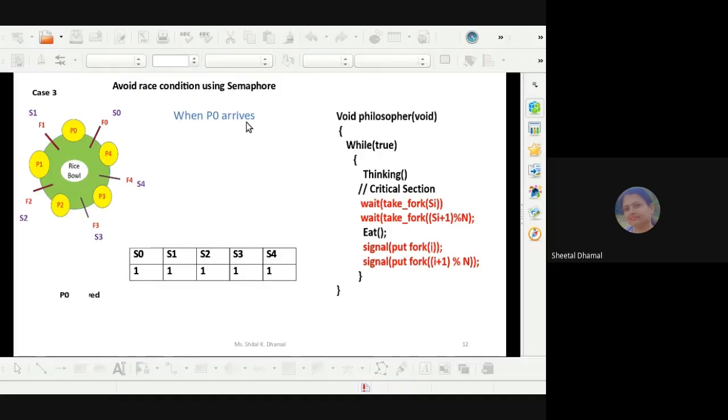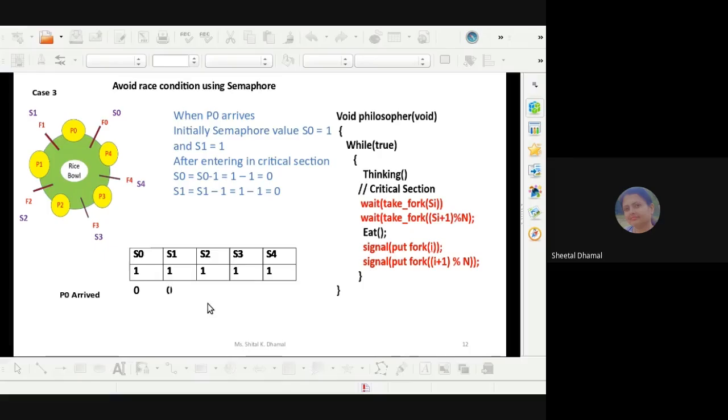So when P0 arrives, the value of all the semaphore variables is equal to 1. So P0 will enter into the critical section and here he will pick up the left hand side fork and right hand side fork. For entering the critical section, he will decrement the value of S0 and S1 by 1. So in this tabular representation, you can observe that the values are reduced to 0, 0. And as the values of S0 and S1 are equal to 0, P0 can perform the eating operation.